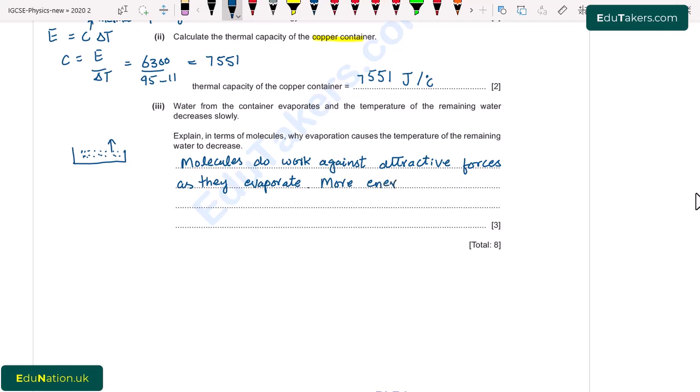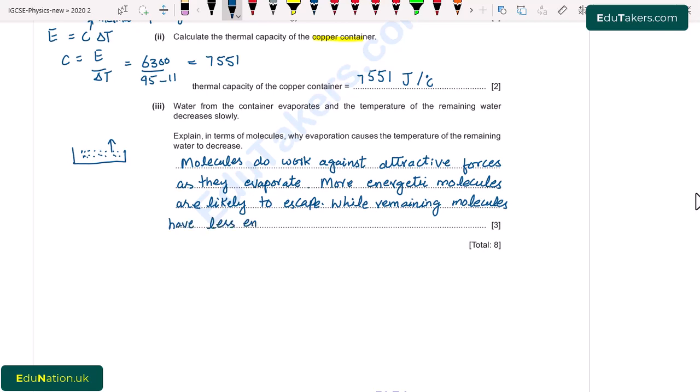More energetic molecules are likely to escape, while remaining molecules have less energy, that's why their temperature decreases.